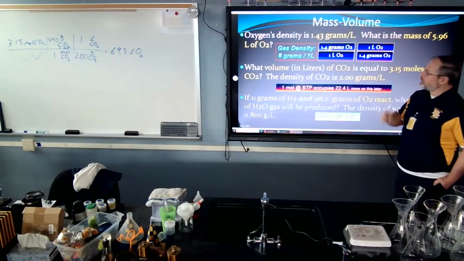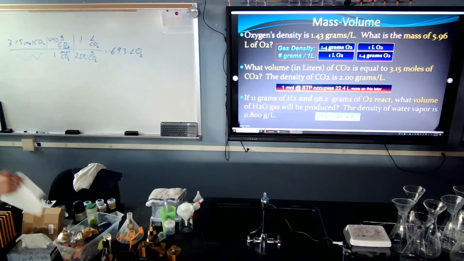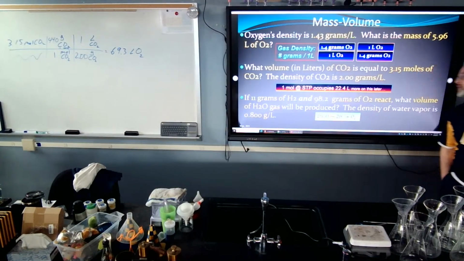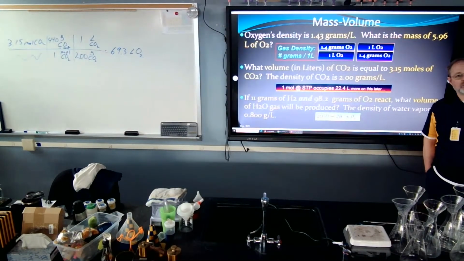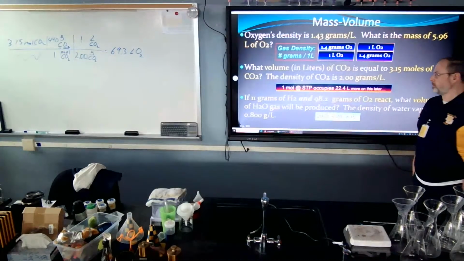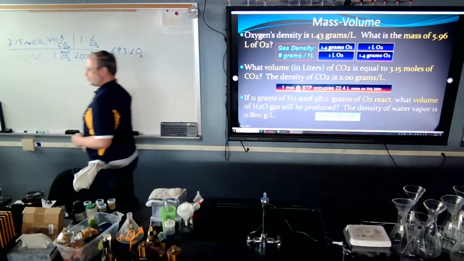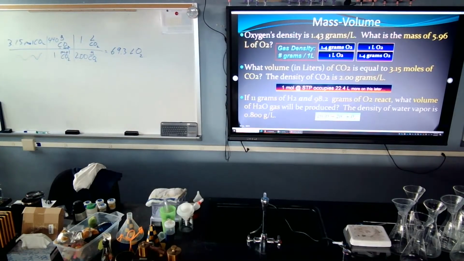Moving right along. This one's for you. It's a big one too. This takes in everything we've learned so far. If 11 grams of hydrogen and 98.2 grams of oxygen react, what volume of water vapor, water gas, will be produced? The density of water vapor is 0.800 grams per liter. So go ahead and take some time, bang this through. Big hint, you have two starting amounts. What do you have to do? Two T-charts. Good.